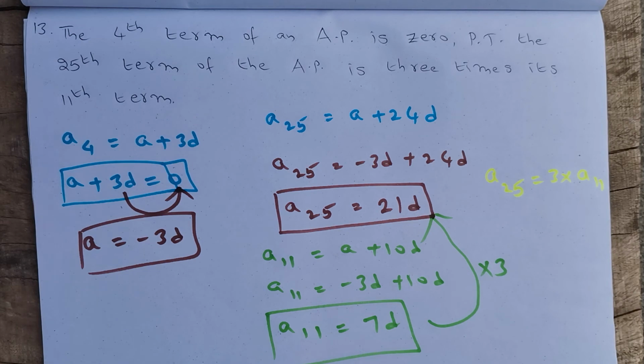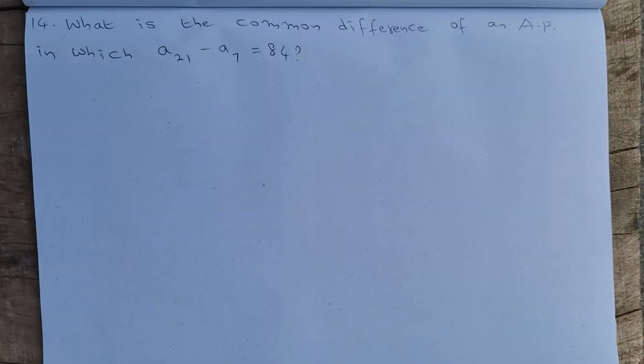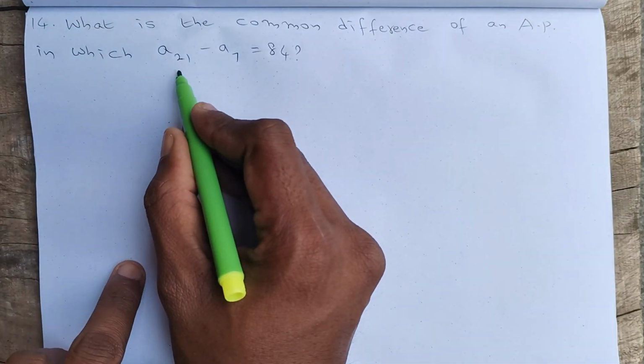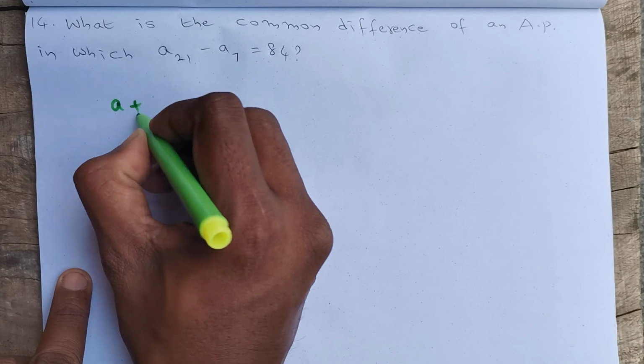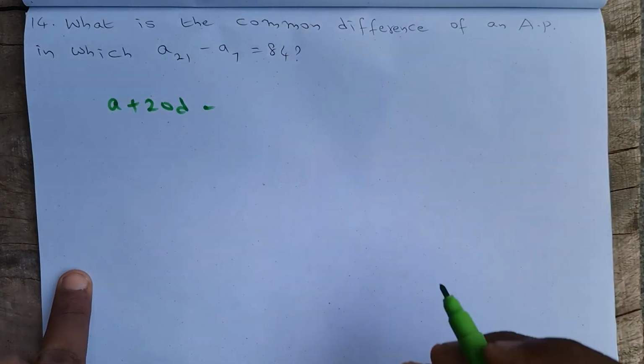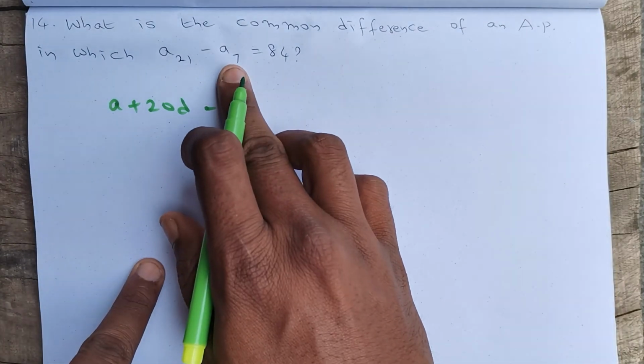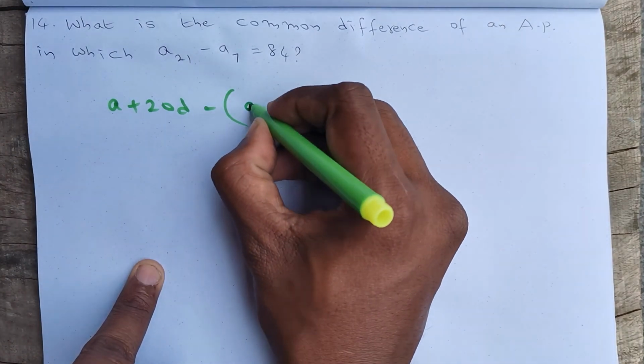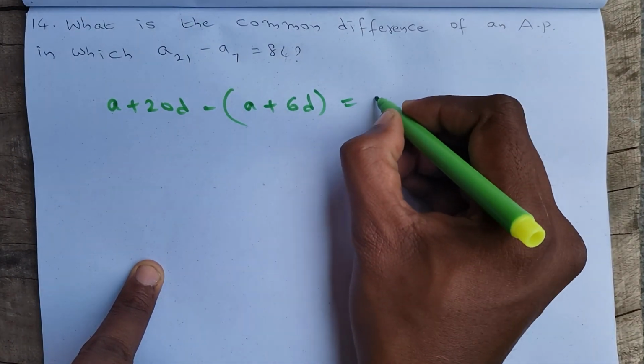Okay, now let us move to question number 14. The question is, what is the common difference of an AP in which A21 minus A7 is equal to 84? So A21, the 21st term, can be written as a plus 20d, minus, open bracket, A7, the 7th term, is nothing but a plus 6d, which is equal to 84.